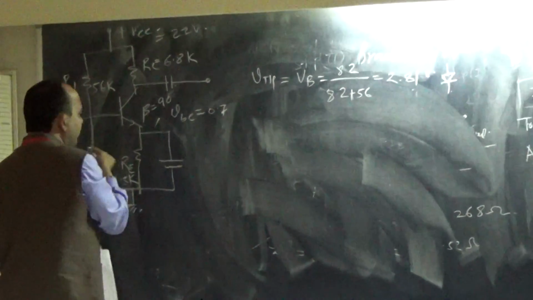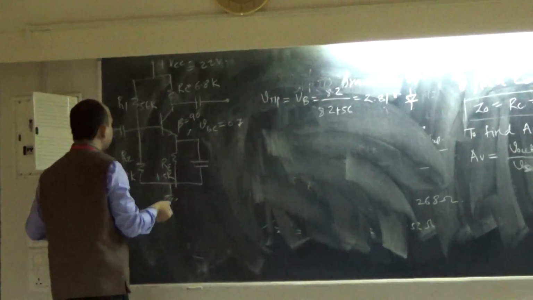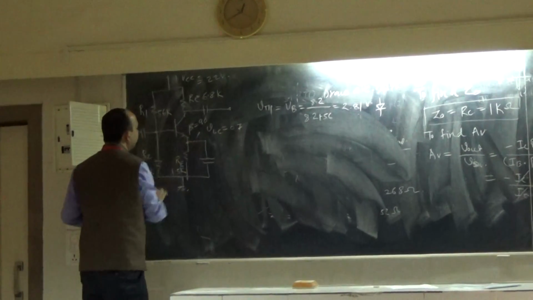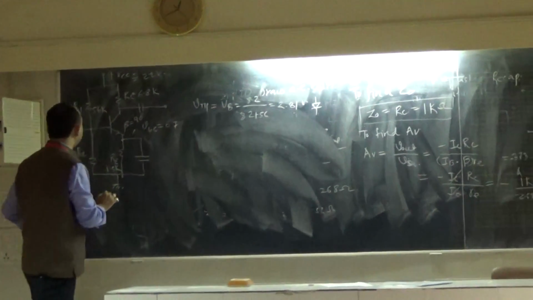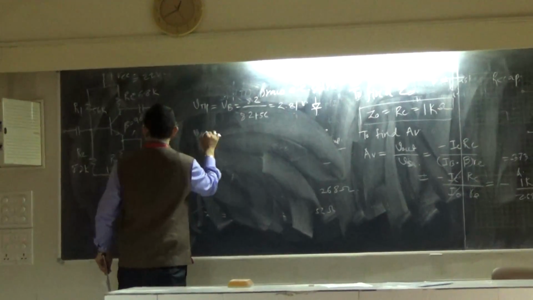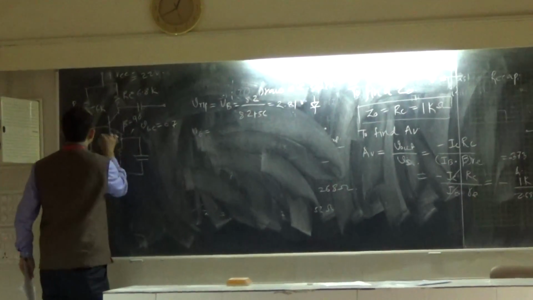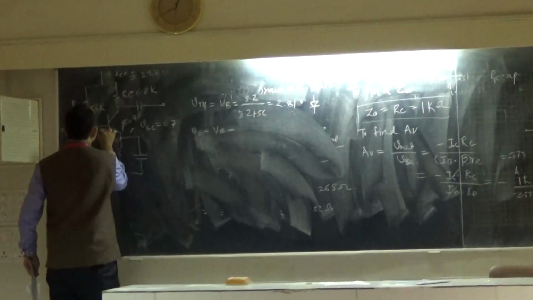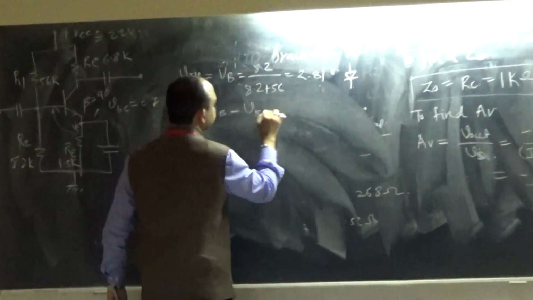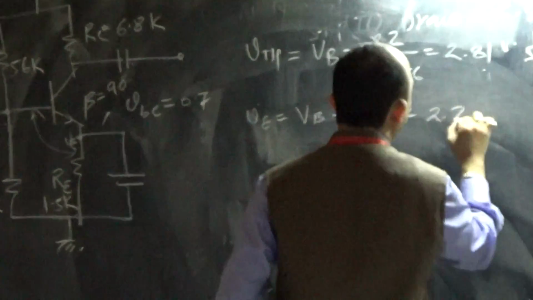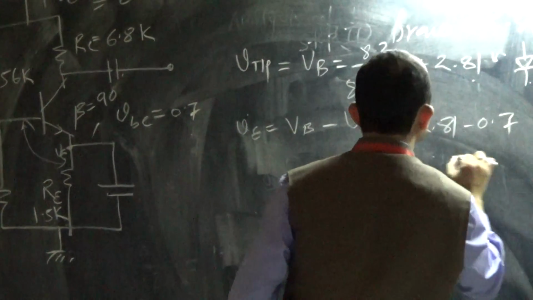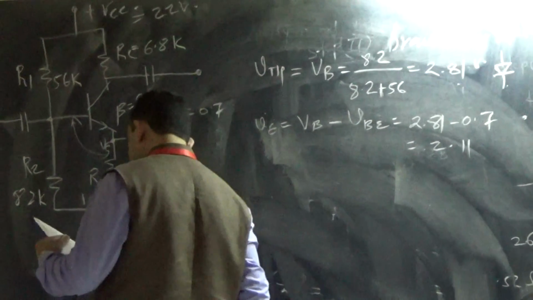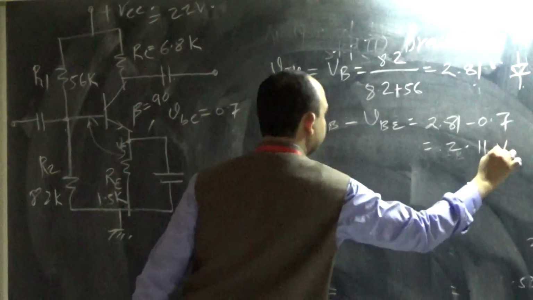No need to apply KVL. You can use simple tricks also. If I got VB, I can find out VE. How can I find out VE? VE is equal to VB minus VBE. 2.81 minus 0.7, 2.11 volts.